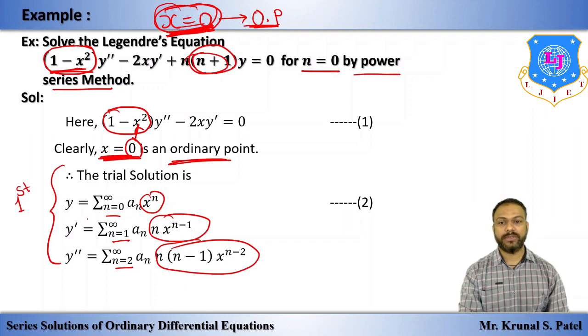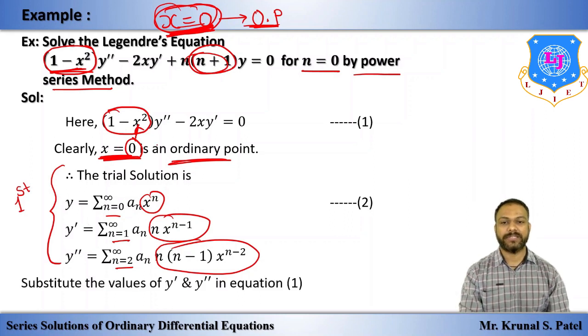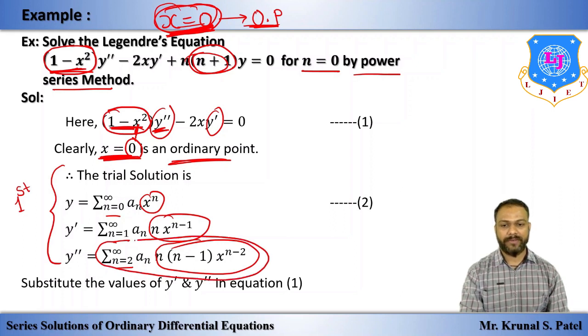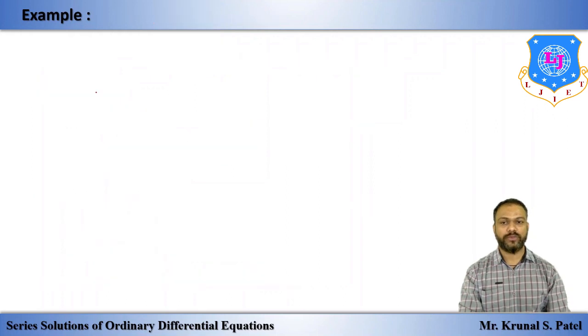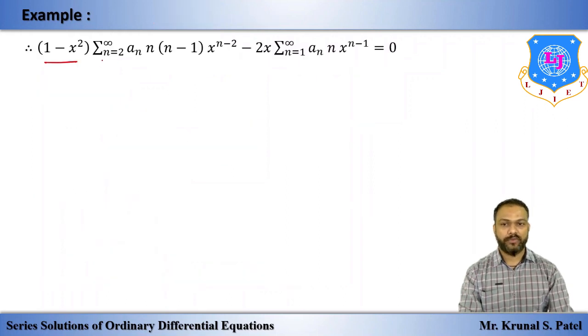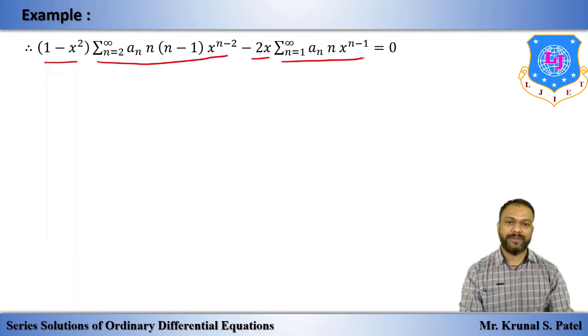Now we will substitute the values of y dash and y double dash in equation number 1. So (1 minus x squared) as it is, the value of y double dash is this entire sigma. Now minus 2x as it is, and the value of y dash is this entire value, and equal to 0 as it is. So we put these values: 1 minus x squared as it is, this is the value of y double dash, minus 2x as it is, this is the value of y dash.